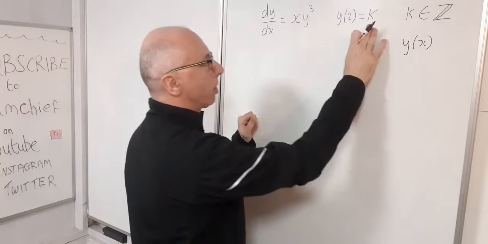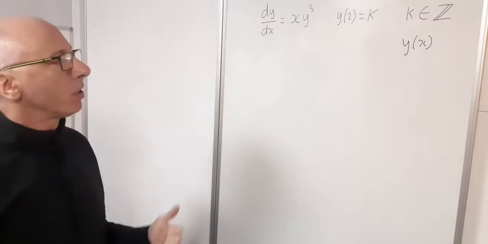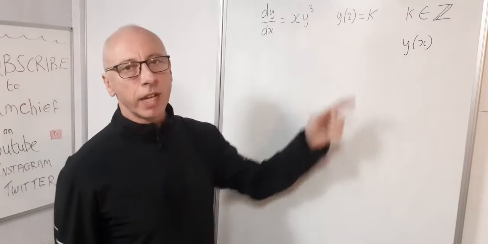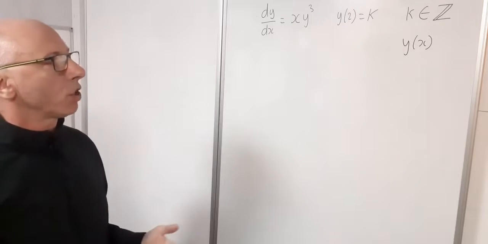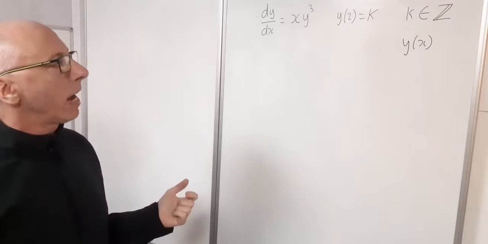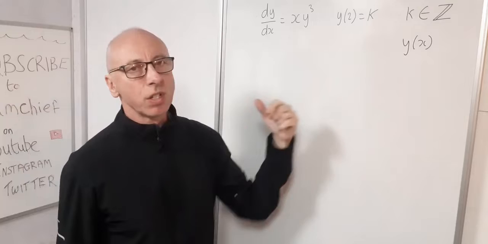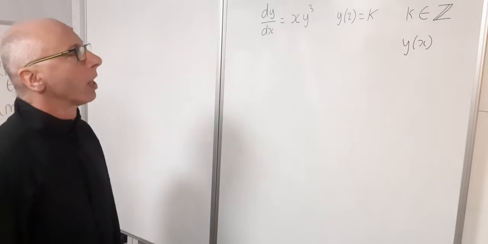Then we're going to put this condition in and see what happens to our solution for different values of x and different values of k. And at the very end of the video, I'm going to show an interactive graph of what happens for different values of k and different values of x. So you can see that at the end of the video.